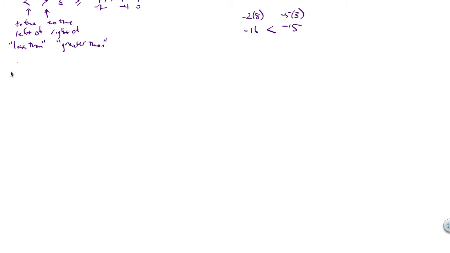So lastly, I want to talk about some operations. Operations with positive and negative numbers. Now, multiplication and division is pretty straightforward.